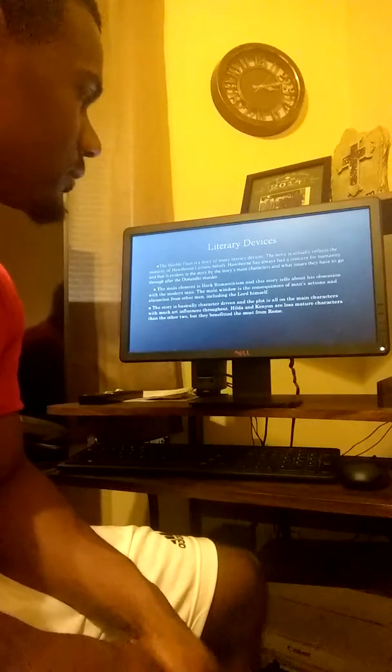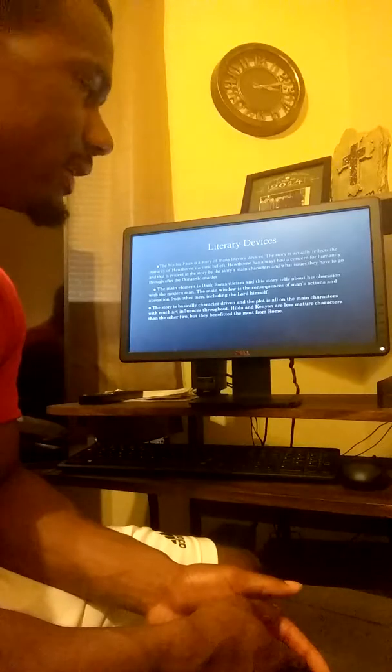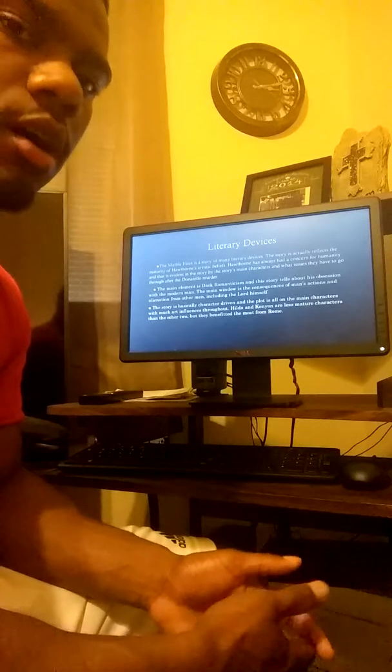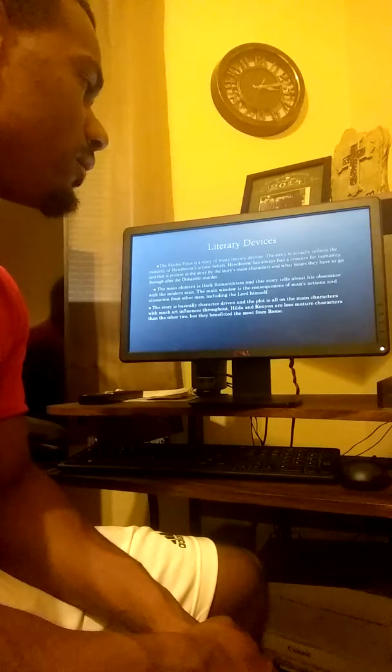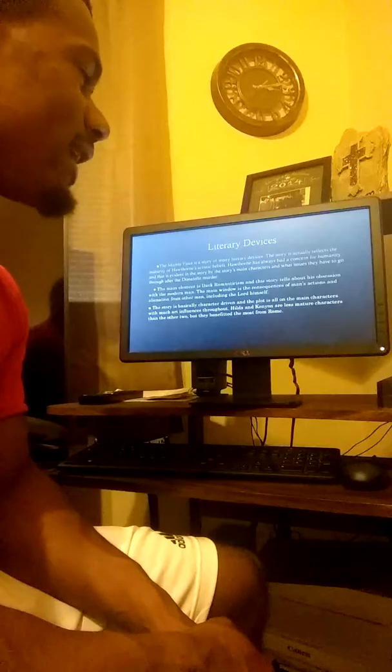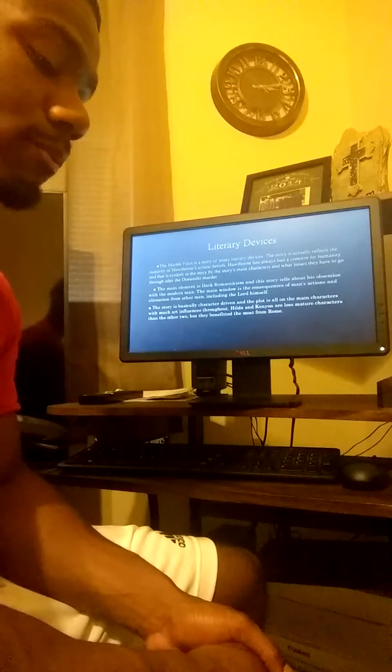Literary devices. The story has many devices. The story is actually a reflection of Hawthorne's artistic beliefs. He's always had a concern for humanity, and that is evident in the story by the story's main characters and what issues they had to go through after the Donatello murder. The story is basically character driven with some forms of satire and irony.